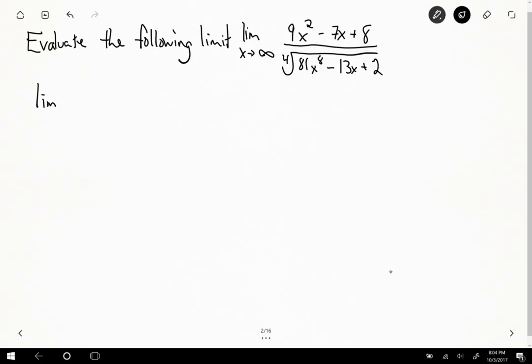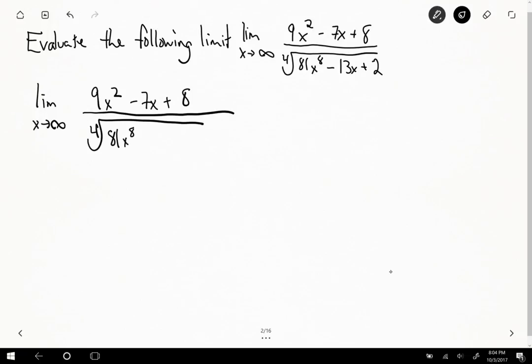Well, there's a few tricks to this. And what we'll try and do is we'll look at the degree. And usually we look at the degree of the denominator, but with that 4th root it might be kind of nasty. So we'll say 9x squared minus 7x plus 8, and down below we still have that 4th root of 81x to the 8th minus 13x plus 2. What we'll do though is we'll group in, let me just erase that little piece.